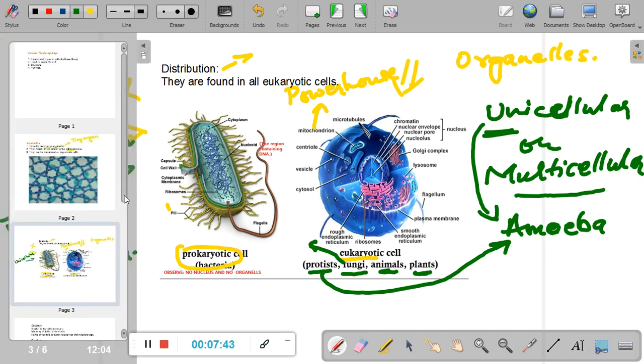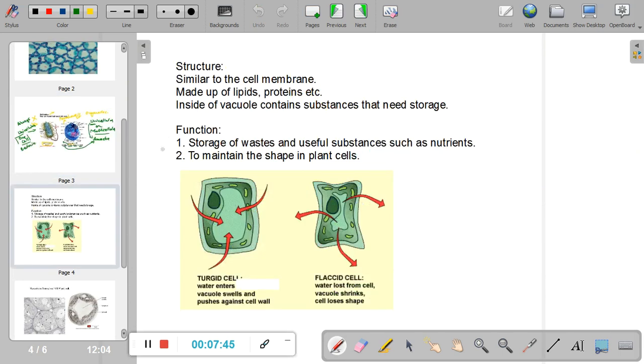Let's proceed to the next topic: what is the structure of a vacuole? The vacuole is made up of a membrane, and this membrane has a structure similar to that of a cell membrane, which you have studied in your previous classes.